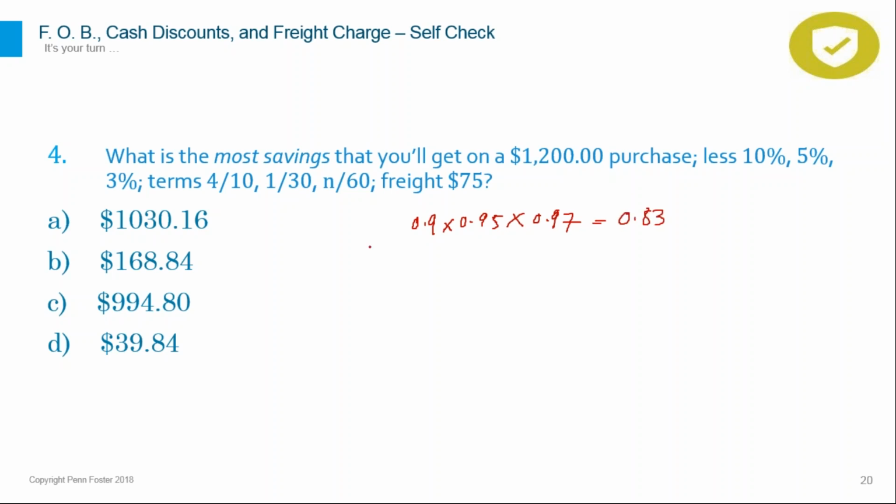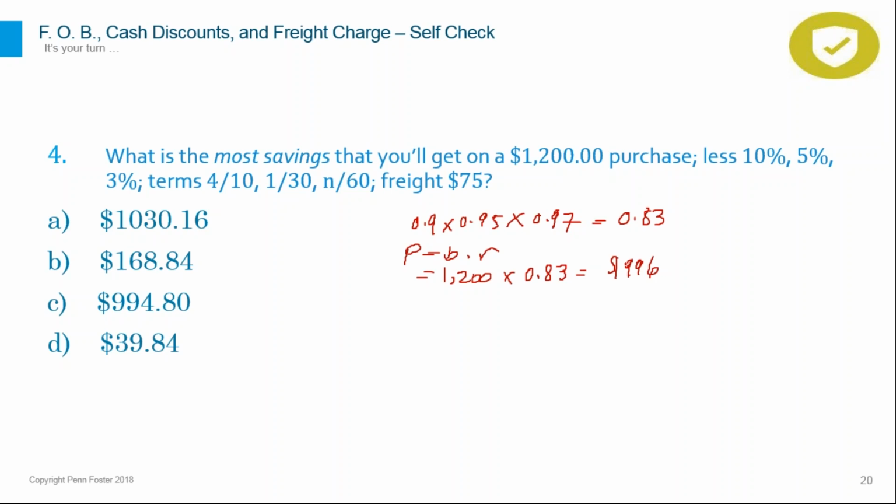Take this R and multiply it times the base. P equals B times R. B in this case is 1,200 times the R, which is the percent for the selling. And that will give us directly the selling price after the 3 discounts. So times 0.83, and that will give you $996. That's not the answer.